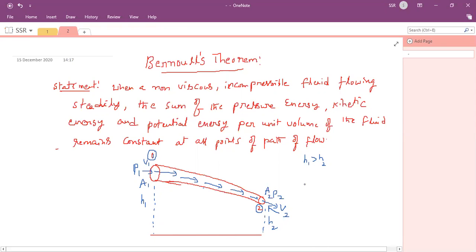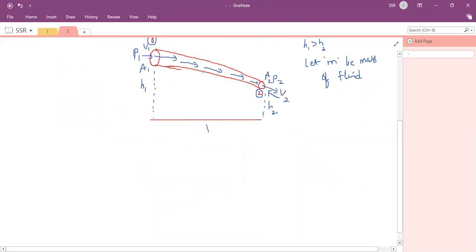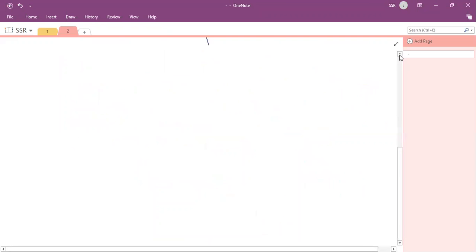Let small m be the mass of the fluid or mass of liquid which is coming. Now in this scenario, we need to prove the statement given by Bernoulli.